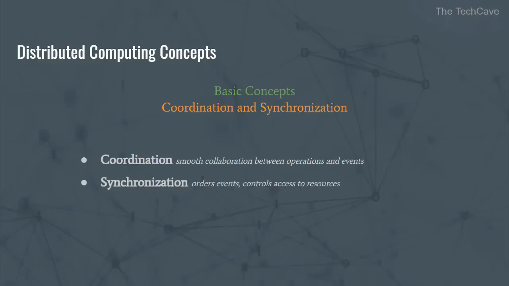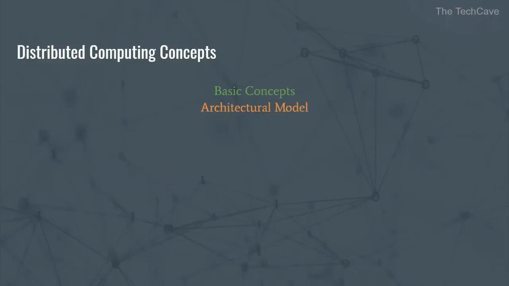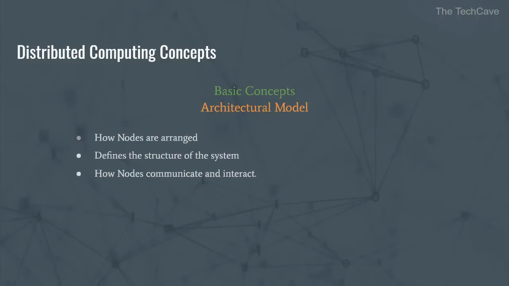Synchronization, on the other hand, orders and controls access to shared resources. The next concept is the architectural model. The architectural model dictates how the nodes in the system are organized. It defines the structure of the network as well as how nodes communicate and interact.